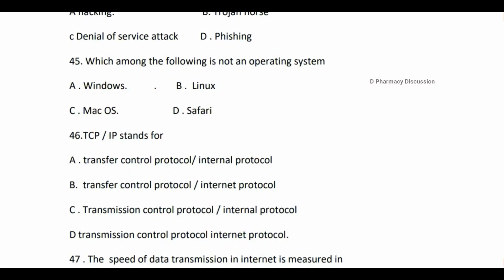Next one. Which among the following is not an operating system? Options are A Windows, B Linux, C Mac OS, and D Safari.